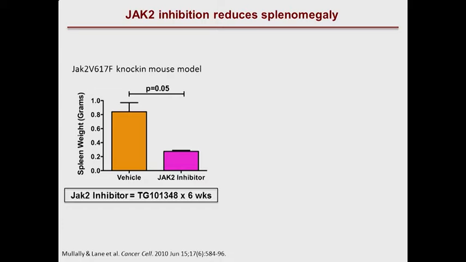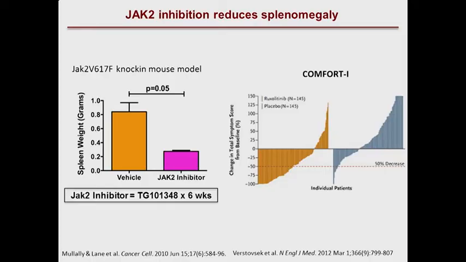This drug was subsequently bought by Sanofi, and unfortunately was taken out of late phase clinical trials due to excessive neurotoxicity. However, we found this drug to be very clinically effective in mice, and we found that the mice had significant reductions in splenomegaly and also reductions in their elevated blood counts. And this, of course, was subsequently found in the clinical trials.